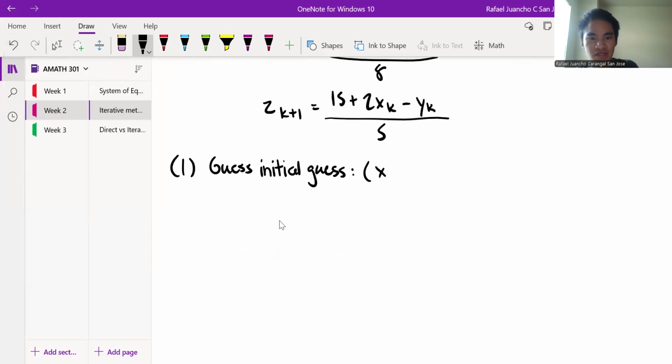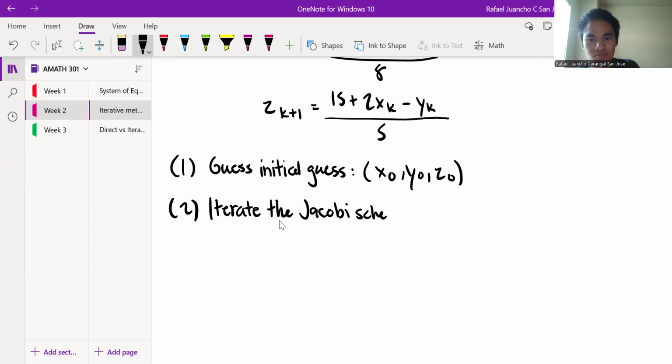So we guess our initial guess. Sounds funny. That's the first step. And then we iterate the Jacobi scheme. So that's going to be my x k plus 1.